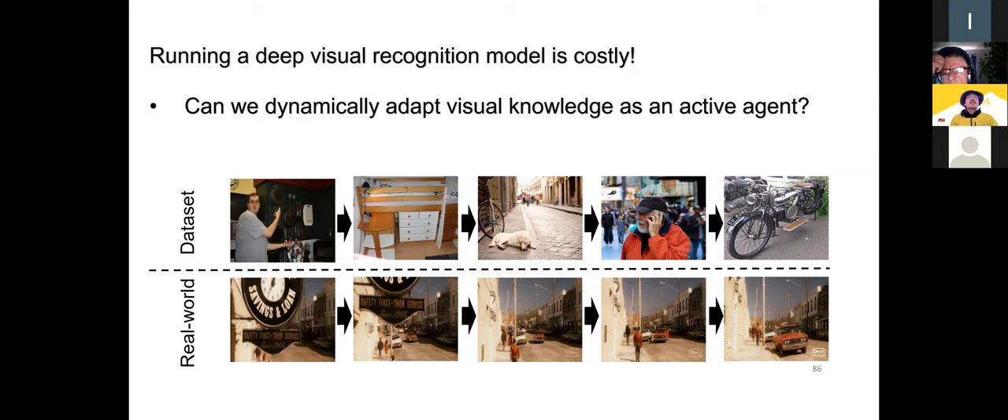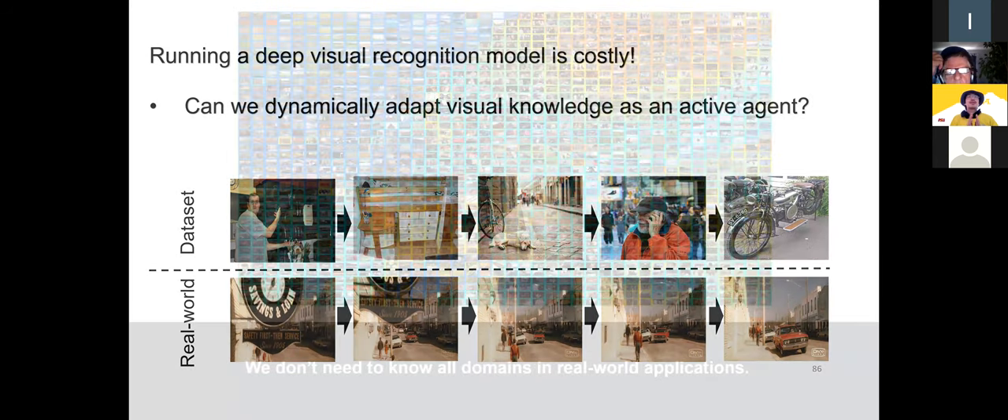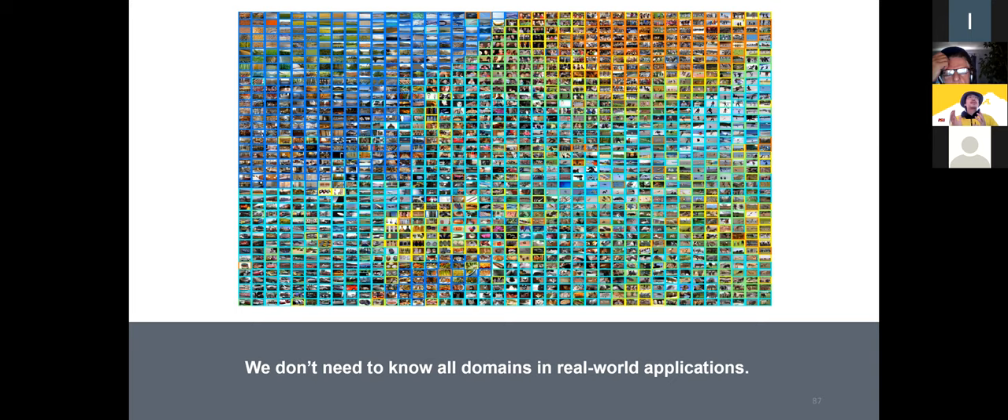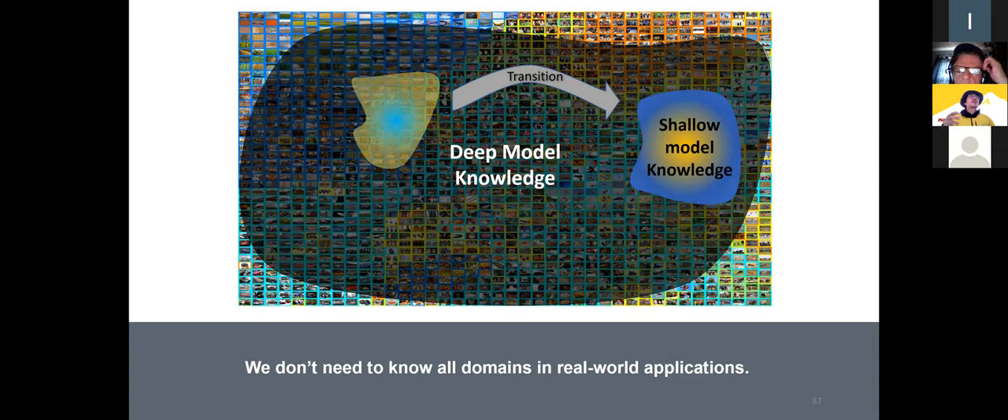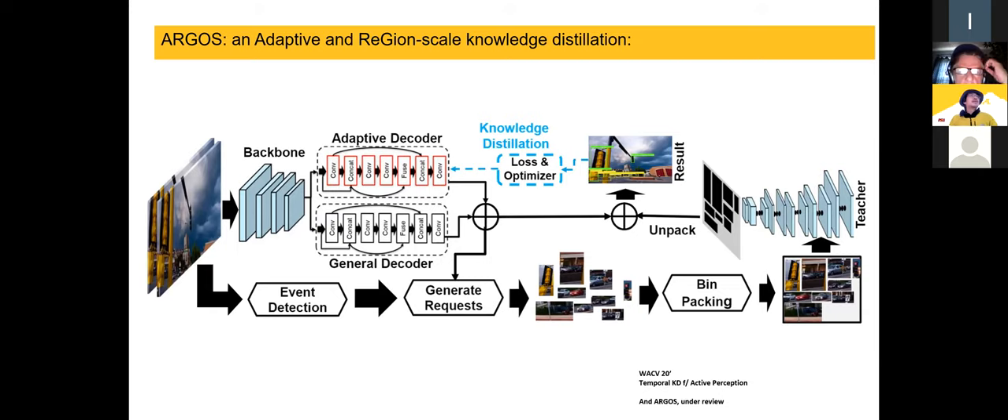In this sense, we came up with a technique called temporal knowledge distillation. This idea is fairly straightforward. Assume that's the whole visual space you need to model, and a deep model basically captures most of it. But as an active agent, you don't necessarily need a robust model for all the visual space. While you are moving along the environment, you can adapt to the space with a shallow model that responds much faster than the deep model, based on which environment you are in. And this transition can be distilled into shallow model knowledge. So we call it temporal knowledge distillation.